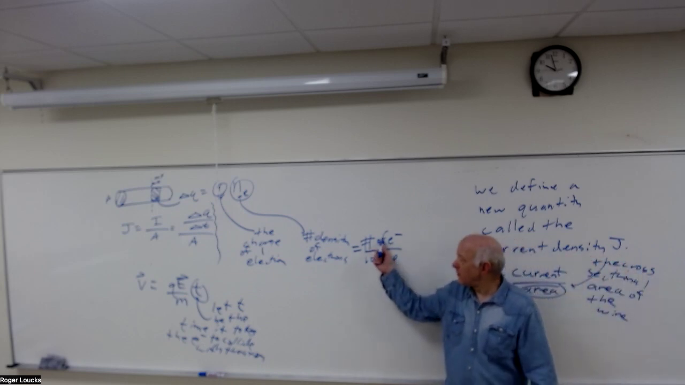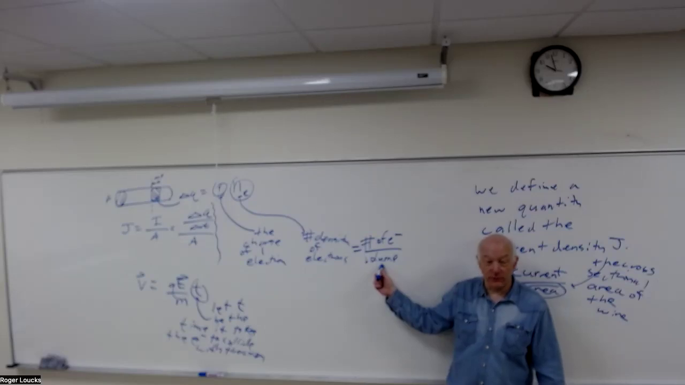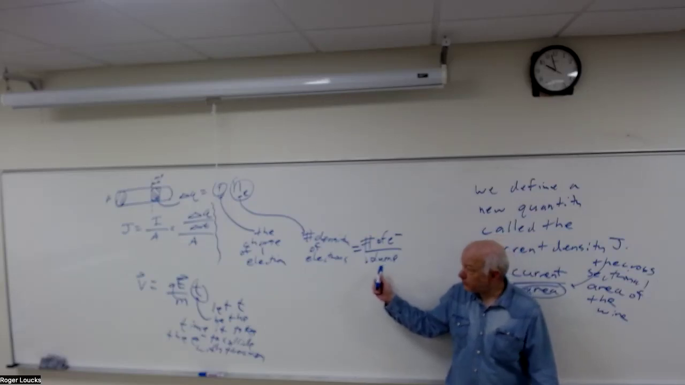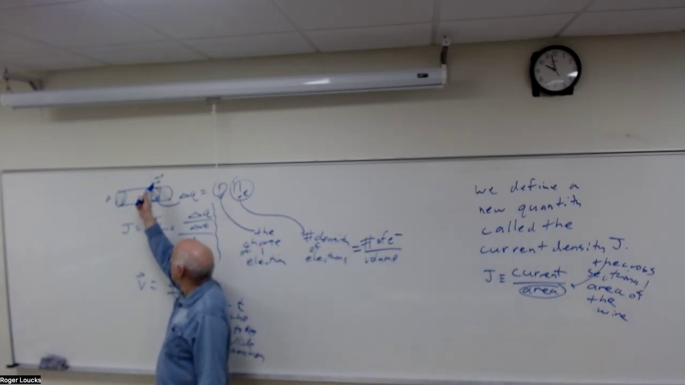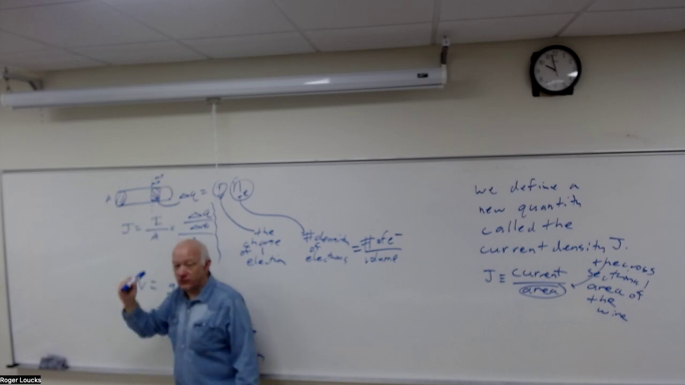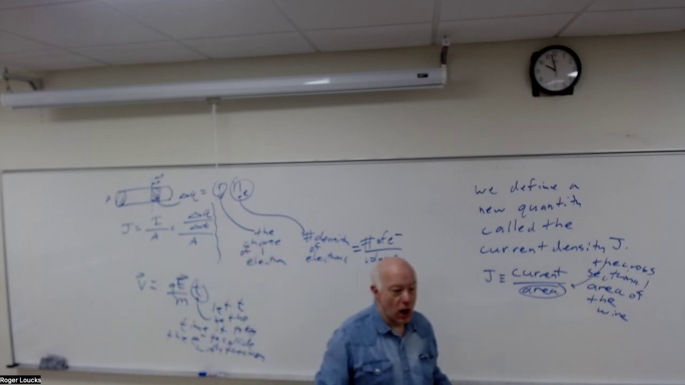If I have a number of electrons per unit volume and I just want the number of electrons, I'd want to multiply this by volume. So this has a cross-section area A. This has a thickness delta X. What would be the volume of that little region?